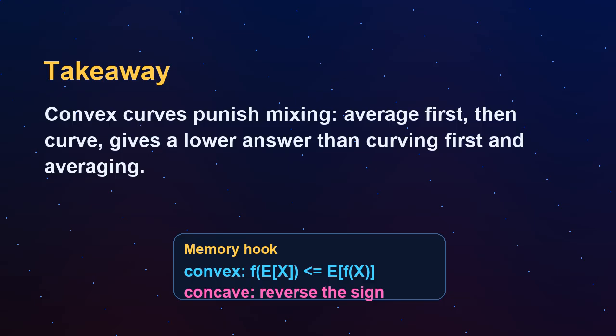So the memory hook is simple. Convex curves punish mixing. Average first, then curve, gives the lower answer.